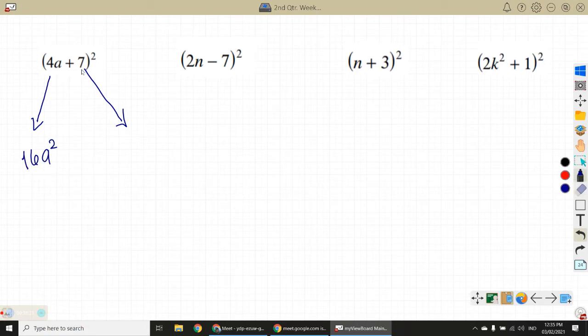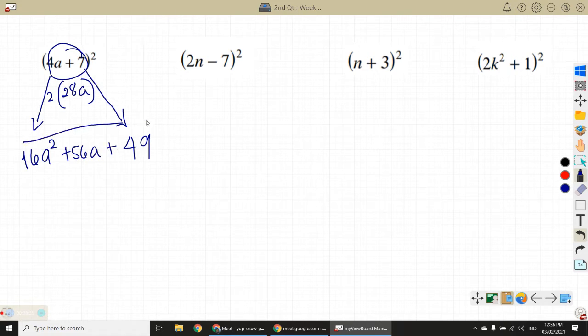16a squared. How about dito? Dito ay 49. And then multiply. Multiplying, we have 28a. And then i-multiply sa 2. So, we have 56a. This is the final answer. So, ganun lang kadali. Okay?